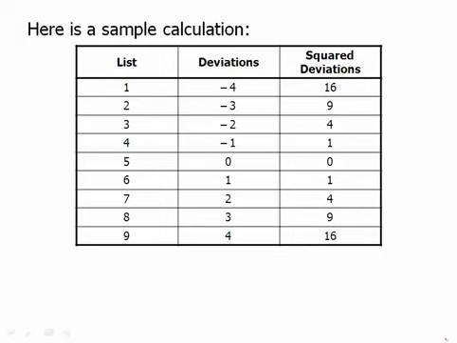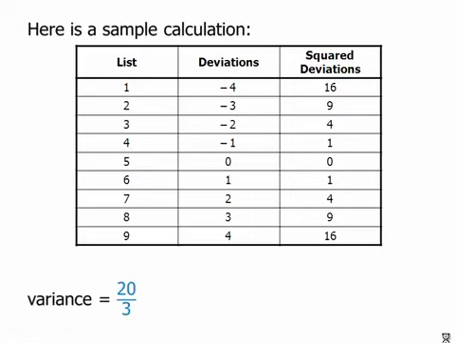Now we average that third list. The average of that third list is something called the variance. So the variance, the average of that list happens to be 20 over 3. That's the variance, and that is the variance of the first list. The first list has a variance of 20 over 3. To find the standard deviation, we take the square root of the variance.